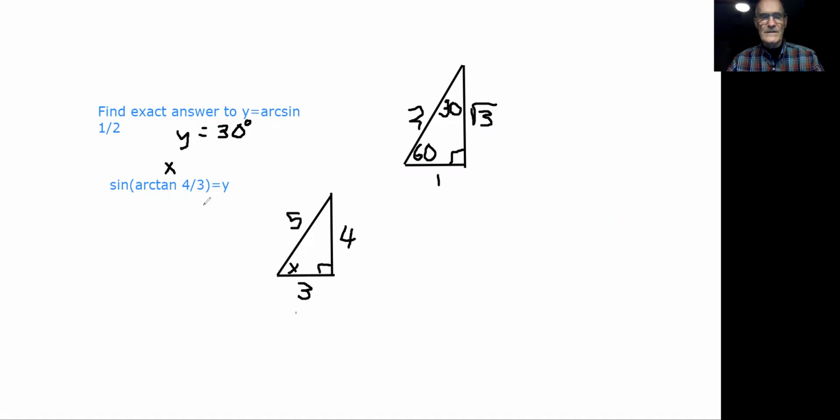Now, the question asks, okay, what is the sine of the angle whose tangent is 4/3? So x is my angle, and I look at my triangle here and I say, okay, what is the sine of angle x? And the sine is defined to be opposite over hypotenuse. So the answer to this problem here would be 4/5.